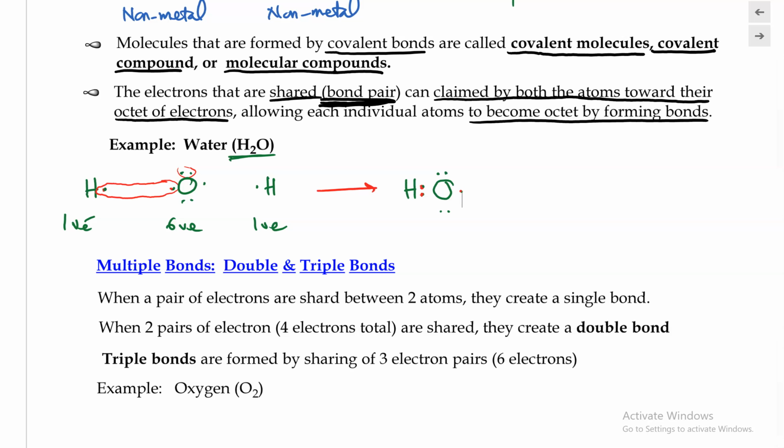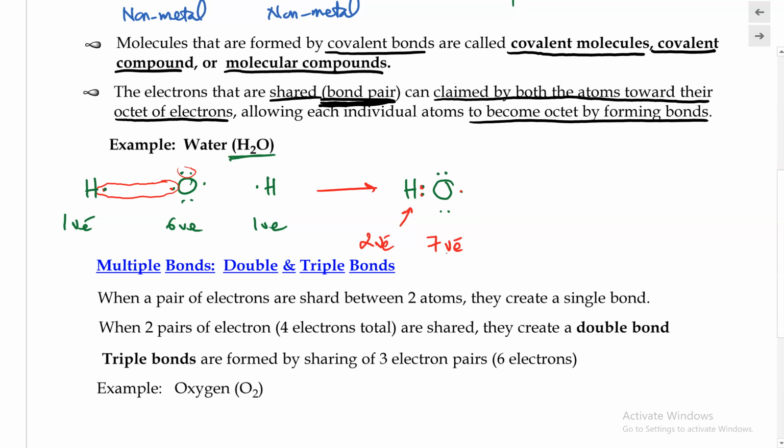If we were to now count electrons and go to each atom and ask how many electrons it has, this hydrogen can now claim to have 2 valence electrons, because both of the electrons that are shared between the hydrogen and the oxygen can be claimed by both atoms as part of the octet. For the oxygen, it can now claim to have 7 valence electrons as part of its octet. So you can see hydrogen goes from 1 to 2 and oxygen goes from 6 to 7 valence electrons by forming the bond between them.